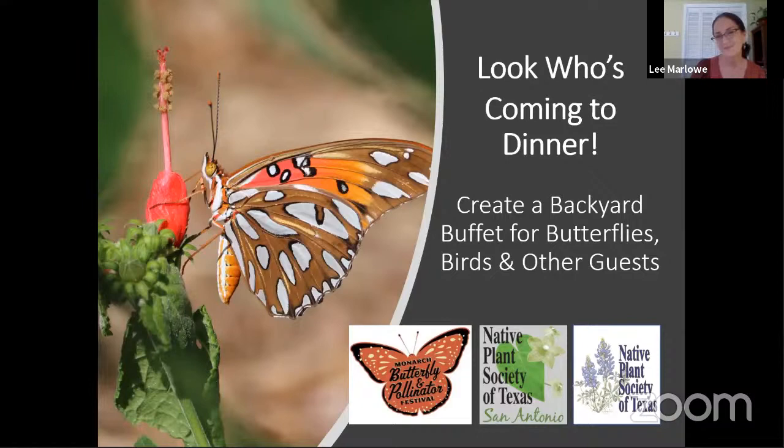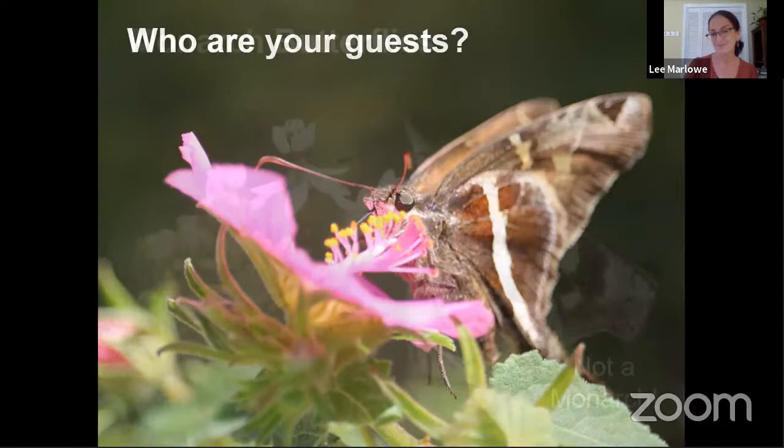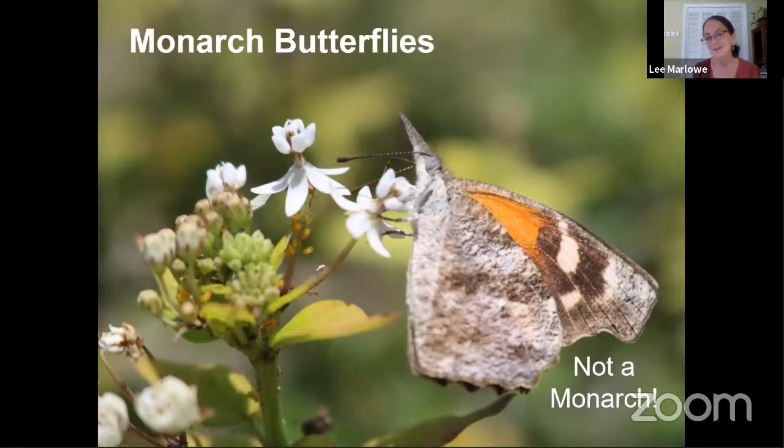So who are your guests? A lot of people in our area and other areas are really interested in attracting monarch butterflies. And as you've probably already figured out, whether or not you saw the note on the lower right, this is not a monarch butterfly, but this is a butterfly that we have locally that tends to have these pretty massive migrations in the fall about the same time that the monarchs are migrating through. And so people hear about the monarchs coming through and they see these many thousands of butterflies moving and think that they are also monarchs. But when you look at them up close, they're quite different. This is called the American snout, and it doesn't have such a long migration as the monarchs. It's more of a local migration.